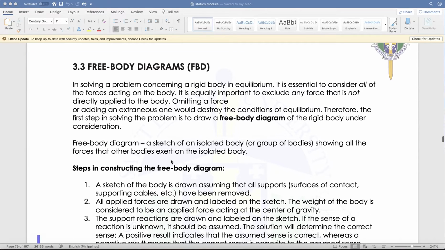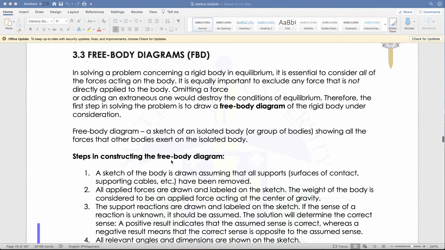Free body diagram. In solving for your problem, it is essential to consider all the forces acting on the body. It is equally important to exclude any forces that are not directly applied to the body. Omitting a force or adding an extraneous one would destroy the condition of equilibrium. Therefore, the first step in solving the problem is to draw your free body diagram, or the FBD.